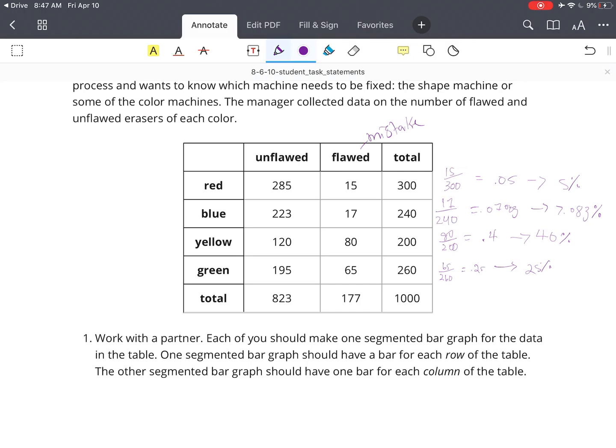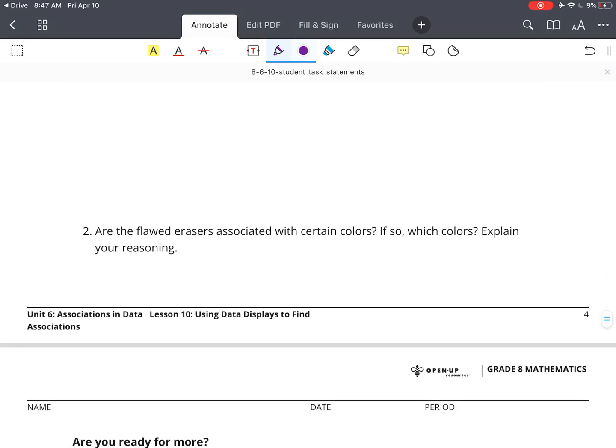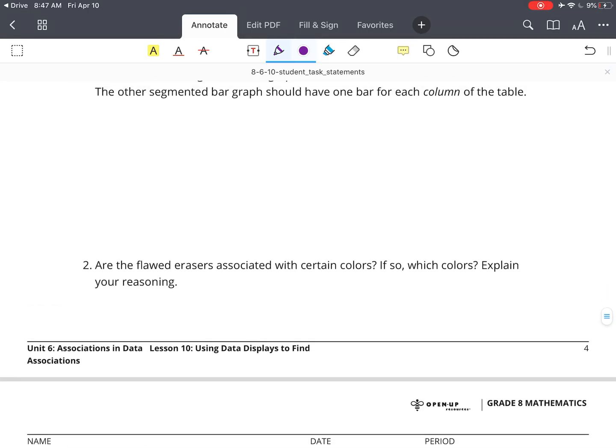So two machines seem to be messing up, the yellow machine and the green machine, because the yellow machine is 40% messed up. Are the flawed erasers associated with certain colors? Yes. Green and yellow.